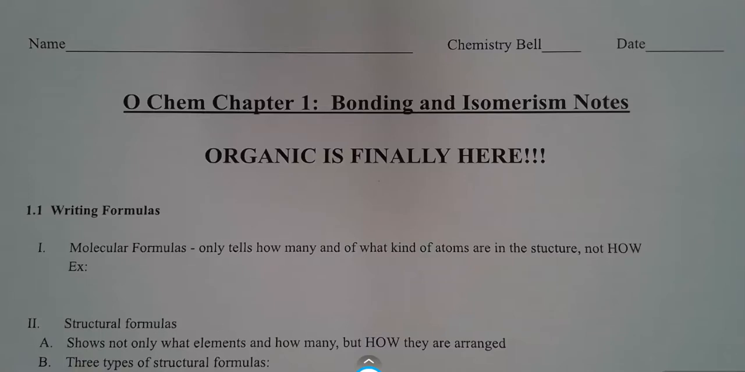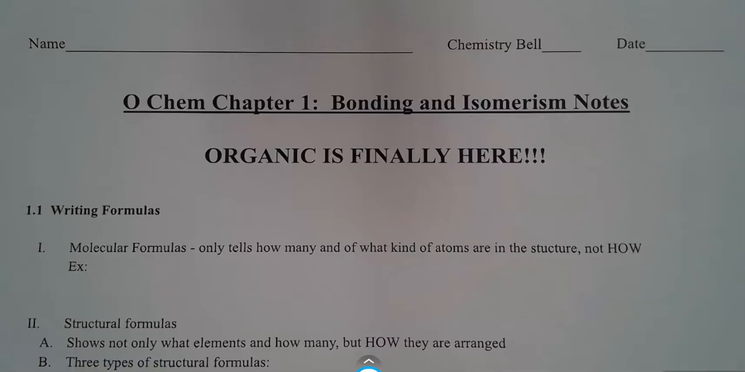So why don't we go into our pink books and look for this OChem Chapter 1 Bonding and Isomerism notes. This is behind the section that we just did, so it should probably be right before that second pink divider, okay? So if you need to pause this and find where I'm at, then go for it and pause this and come back when you're ready. All right, so hopefully you found where we're at.